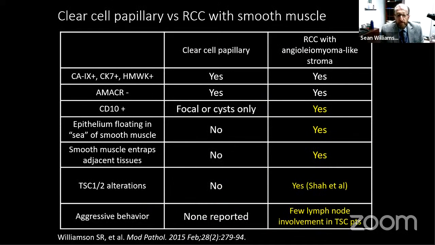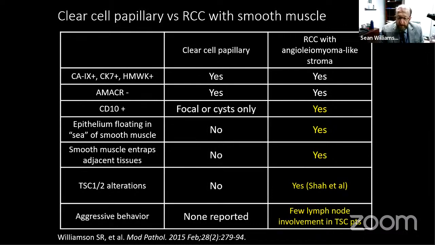So just to compare, we talked a little bit about how clear cell papillary renal cell carcinoma and renal cell carcinoma with smooth muscle stroma are similar and different. And here on this slide, I've highlighted some of the slight differences. So CD10, as I mentioned, is positive in the renal cell carcinomas with the smooth muscle stroma and not so in clear cell papillary. You have, of course, the smooth muscle stroma that the epithelium is floating in, which is different in this entity. The smooth muscle extending away, sometimes entrapping other tissues, as I mentioned, is a slight difference.